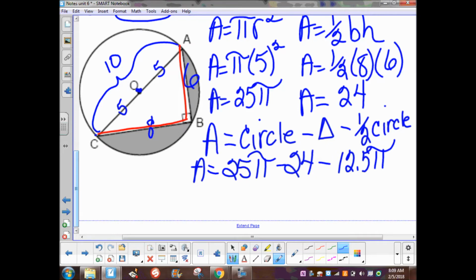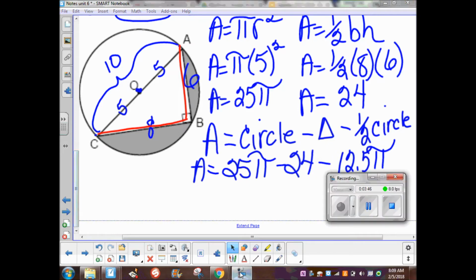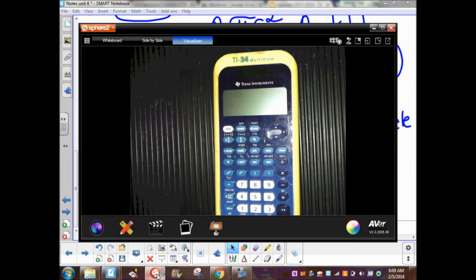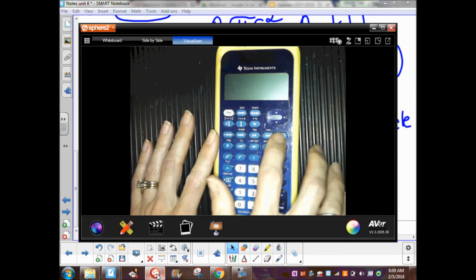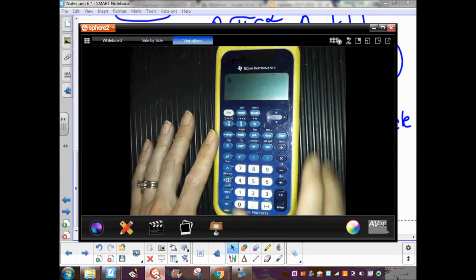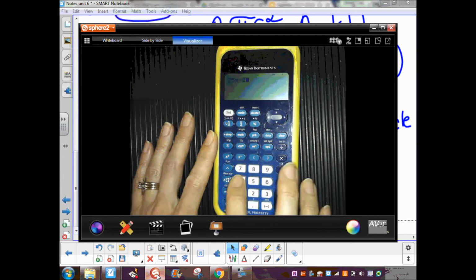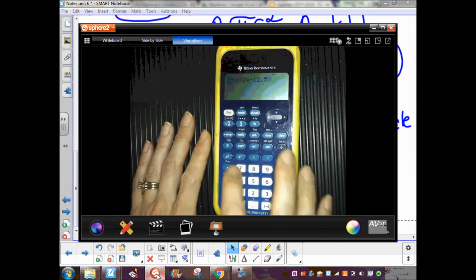All right, so now let's go to our calculator. On the calculator, type in exactly what you see, in one big long string before you hit equals. So it was 25 pi minus, what was it, 48? 24. 24, thank you. Minus 12.5 pi. Enter.